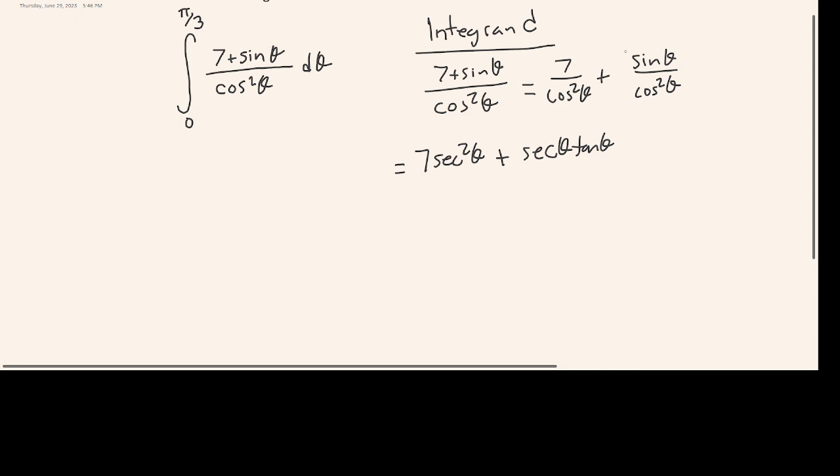And that's because, let me just focus on this, we've got 1 over cosine theta times sine theta over cosine theta. So that's where we're getting the secant and the tangent from.